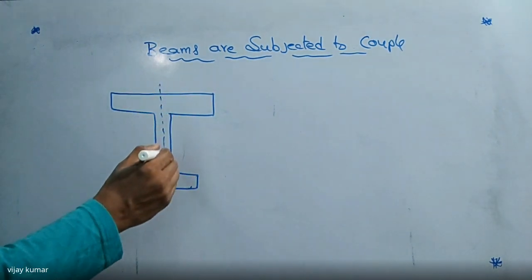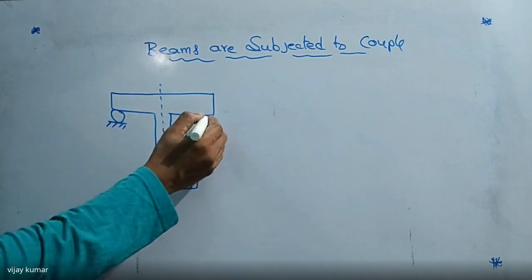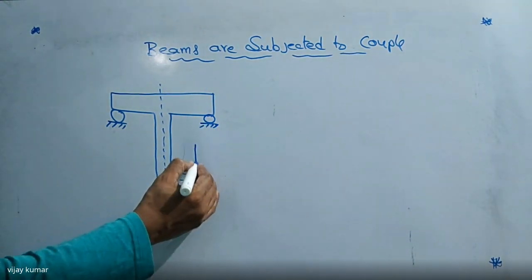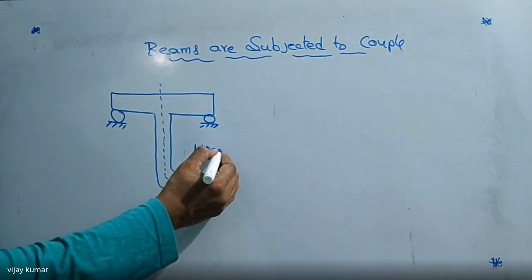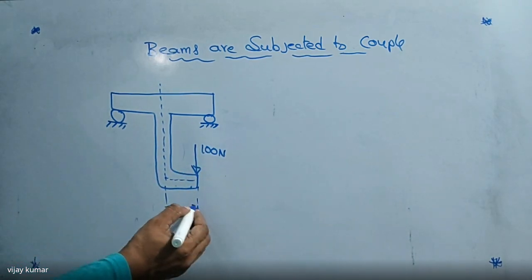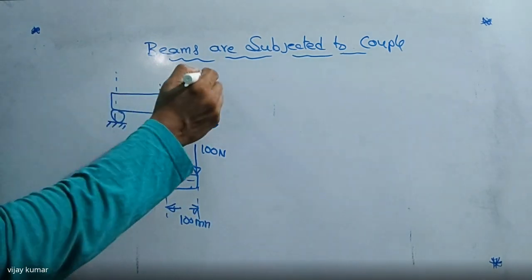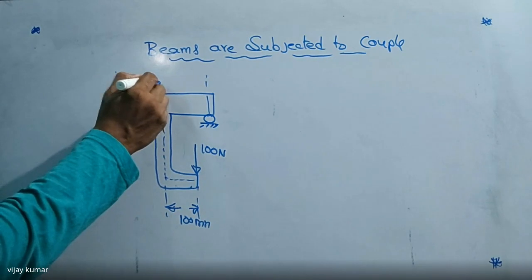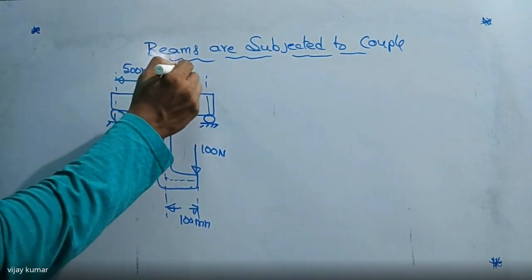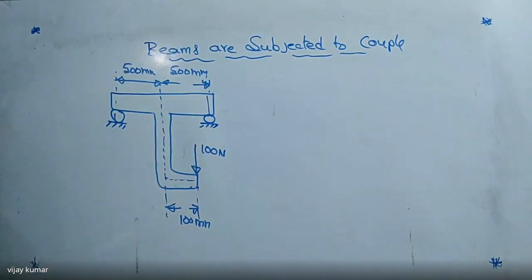So this is the beam, which is placed simply like this. Here one load is given, that is 100 newtons. The distance between this one and this one is given as 100 mm, and the distance between this support and this center is 500 mm. It is also 500 mm. This is the given question.